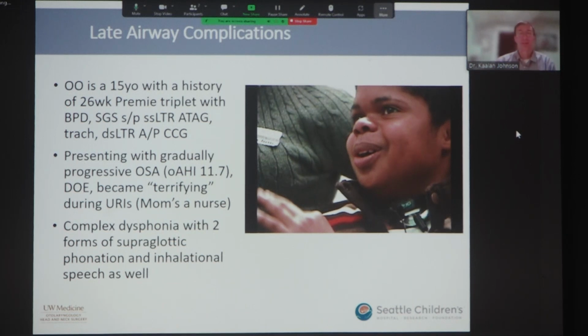So I'm going to teach you about those three, if you're not well aware, in this one patient. His symptoms, as I mentioned, he was terrifying during illnesses. He developed severe obstructive sleep apnea, and he had a complex dysphonia with two forms of supraglottic phonation as well as inhalational speech. He still loved to sing Sesame Street songs with that voice.